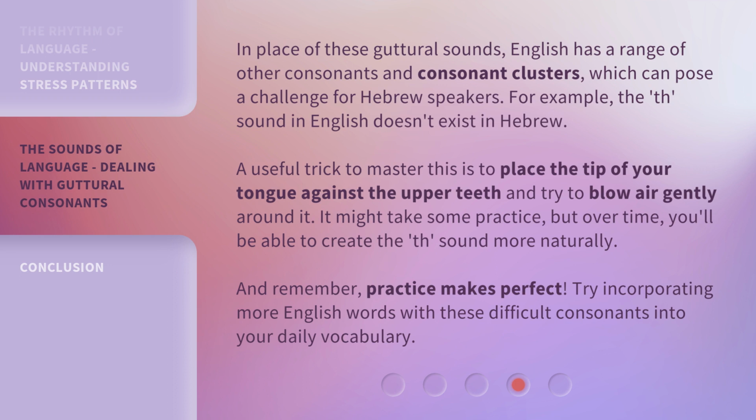A useful trick to master this is to place the tip of your tongue against the upper teeth and try to blow air gently around it. It might take some practice, but over time, you'll be able to create the th sound more naturally. And remember, practice makes perfect. Try incorporating more English words with these difficult consonants into your daily vocabulary.